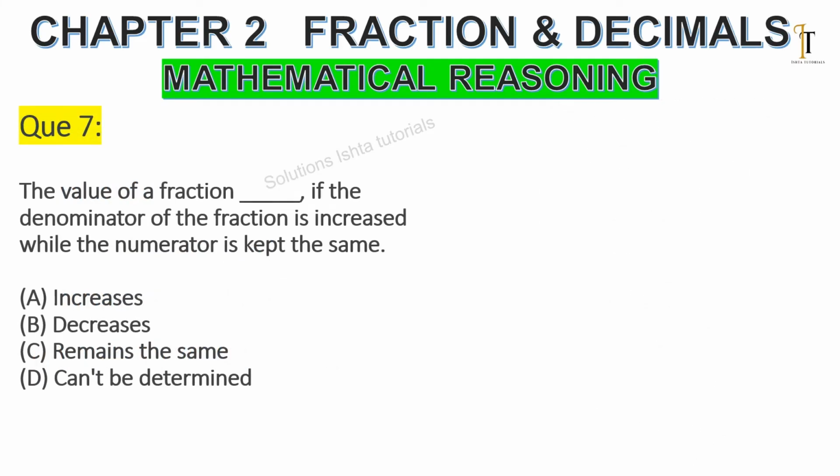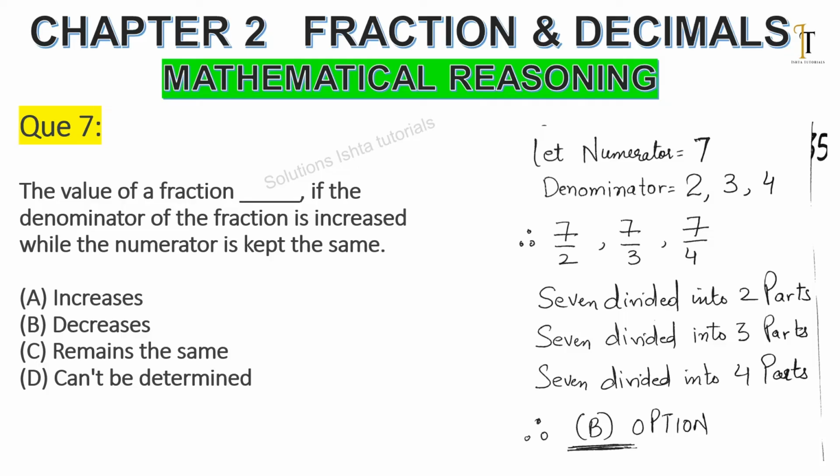Question number 7. The value of a fraction is dash if the denominator of the fraction is increased while the numerator is kept the same. Options are increases, decreases, remains the same, and can't be determined. Let's assume the numerator is 7 and the denominator is 2, 3, 4. So mathematically 7 by 2 is 3.5, 7 by 3 is 2.3, and 7 by 4 is 1.75. So we can see that mathematically the value of the fraction is decreasing.